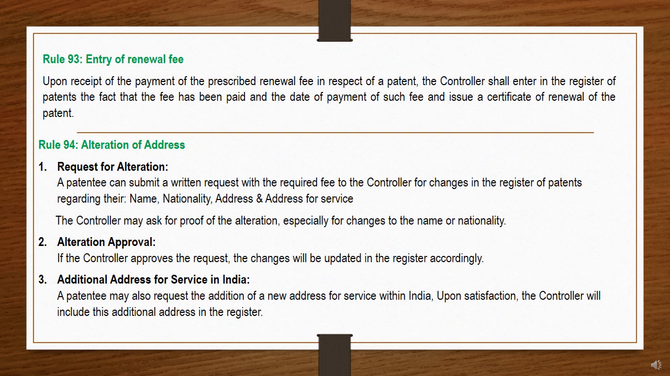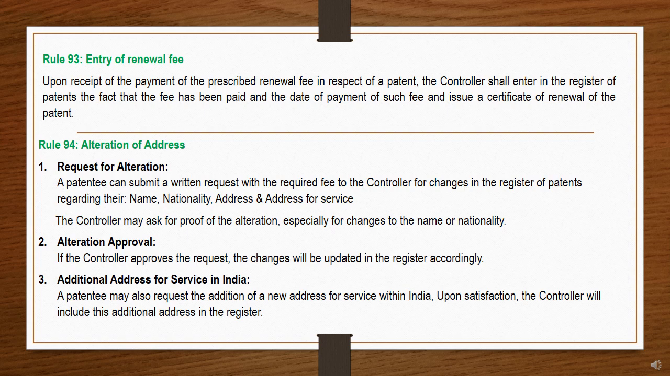Next is rule number 93, entry of renewal fee. When the renewal fee for a patent is paid, the controller will, first one, record the payment and its date in the patent register, and second one, issue a certificate confirming the patent's renewal. Rule number 94, alteration of address.